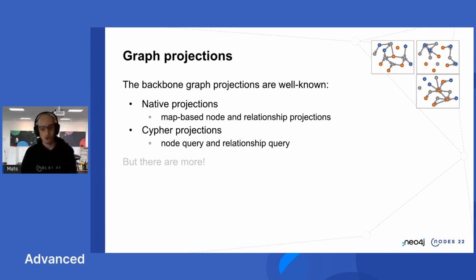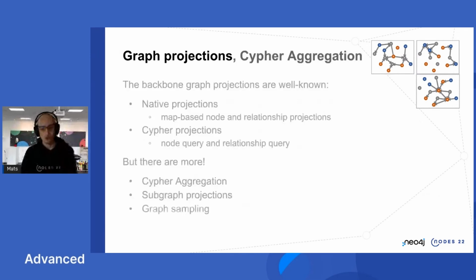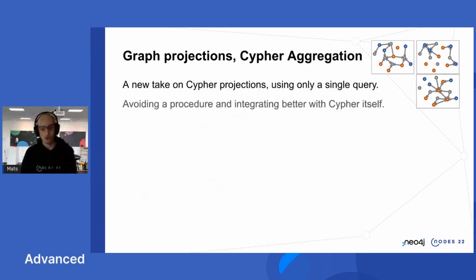But there are more. There's a Cypher aggregation. This is a development of the Cypher projection, which we hope can overcome some of the shortcomings of the classic Cypher projections from version 1. We have subgraph projections that I mentioned. We have graph sampling. So Cypher aggregation is a new take, but it uses only a single query. It avoids using a procedure and integrates better with Cypher itself.